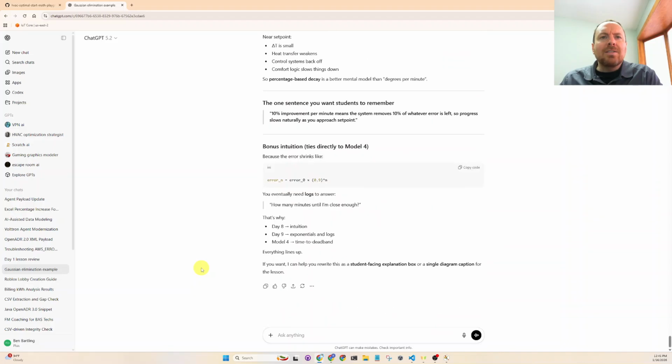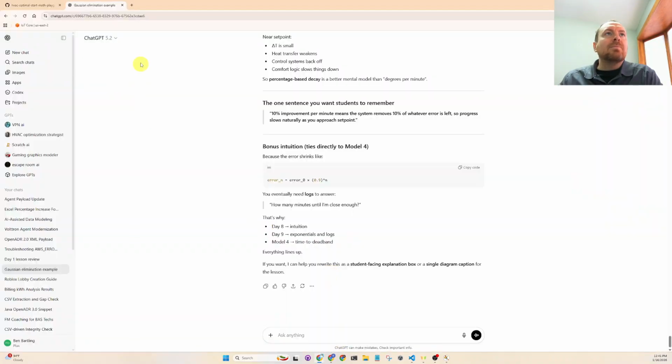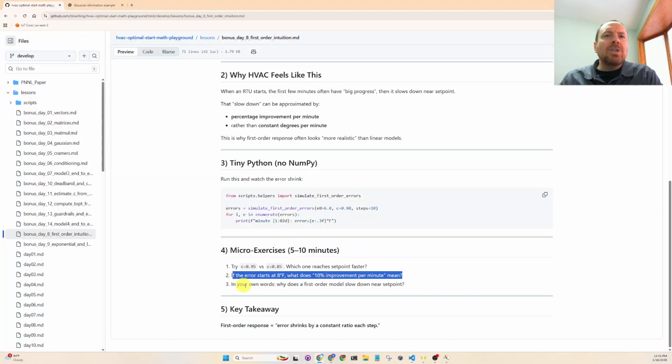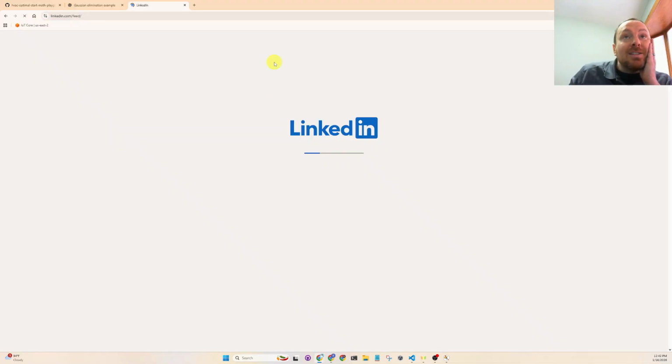So this is neat. This makes me think of a LinkedIn post that I saw lately. In your own words, state why first order models slow down near setpoint. Okay, key takeaway, first order response: error shrinks by a constant ratio each step. That is correct.